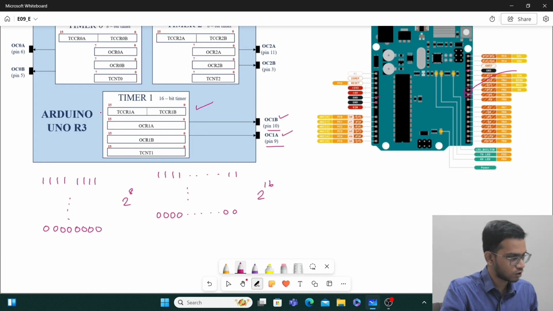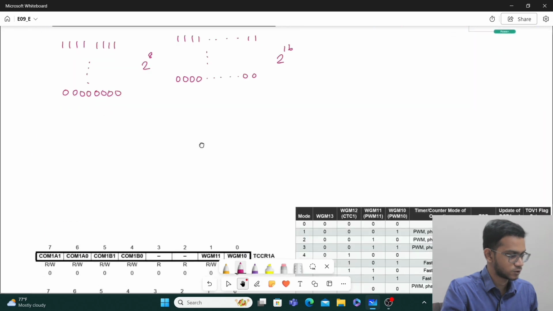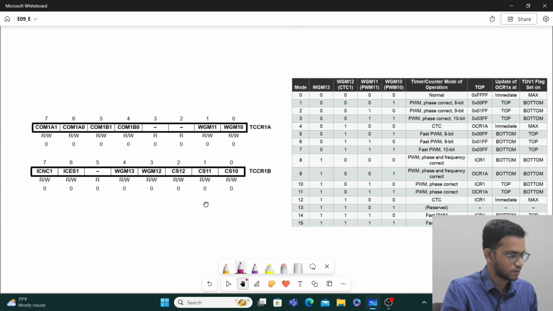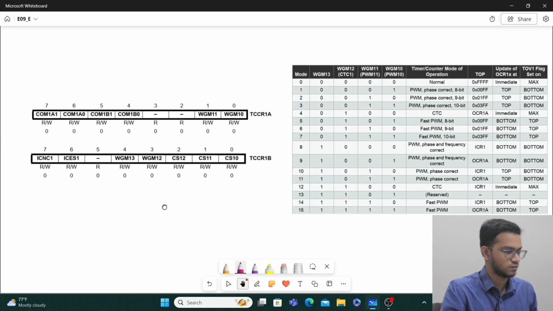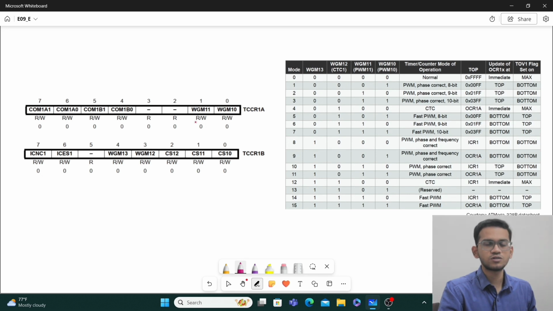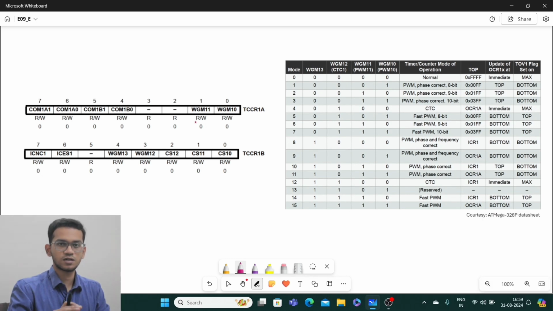Now we are going to first talk about the registers TCCR1A and TCCR1B. These are two 8-bit registers. Here we can see that there are some bits which will control things. So what does this TCCR register basically do? What is this used for? It is used to instruct your timer to operate in a particular way.